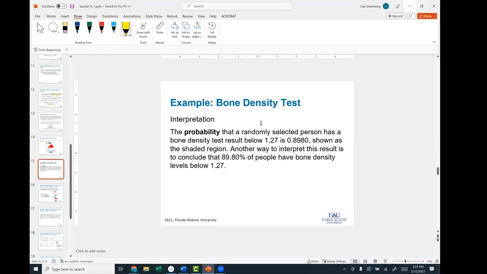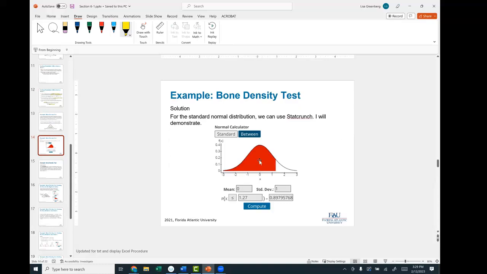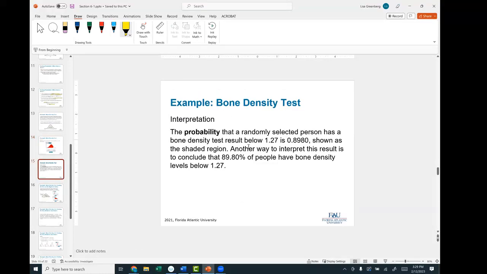Interpretation. The probability that a randomly selected person has a bone density test result below 1.27 is 0.8980, shown in the shaded region. Another way to interpret this result is to conclude that 89.8% of people have bone density levels below 1.27. That's it. That was all we had to do, is go into StatCrunch, go into calculator, stat, normal, and it gave us everything we needed.